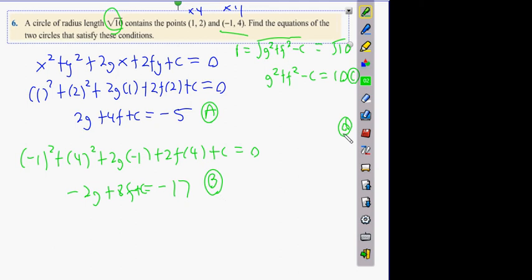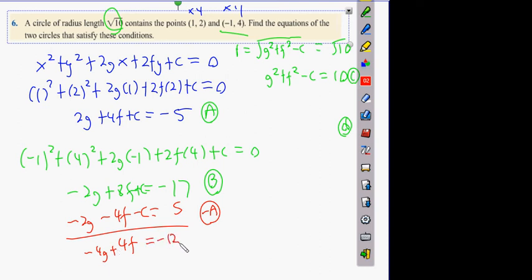Okay, that's equation D. So, in equation D, I'm going to put in minus A underneath this. So, minus A being minus 2g minus 4f minus c equals 5. Minus 4g plus 4f, is that right? Equals minus 12. Divided by 4, minus g plus f equals minus 3.